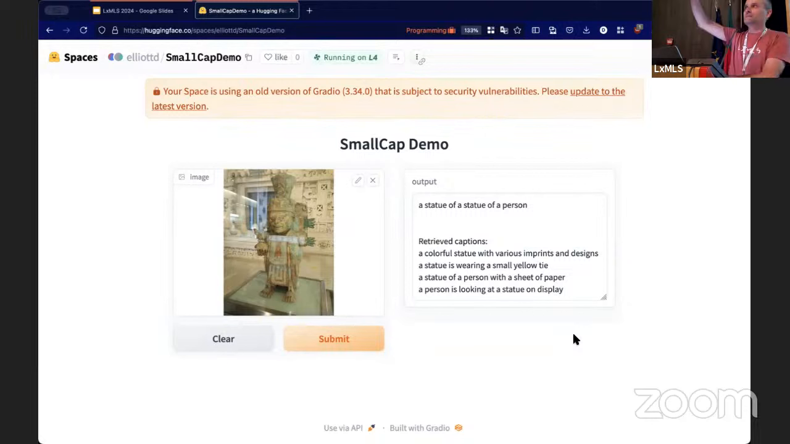Here? I give it a photo of a bunch of magnetic toys, kind of constructed like a tower. It says a bunch of colorful cakes sitting on top of each other. A bunch of colorful kids. Cakes. Okay, cakes. That's better.